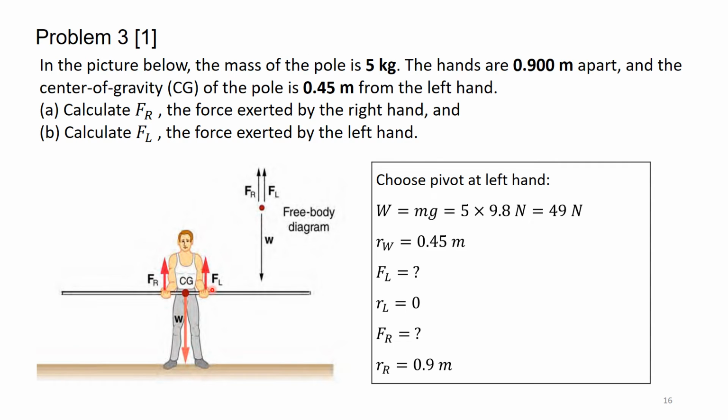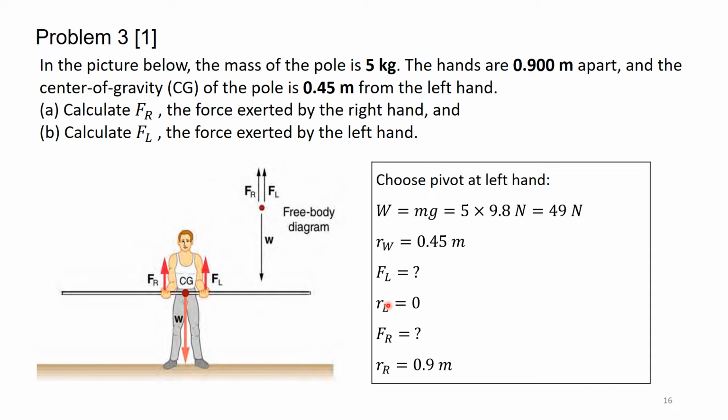Okay, so there are two unknown forces, Fl and Fr, and you're trying to find Fr first. So you want to eliminate the contribution from Fl, and you do that by choosing the pivot at Fl. That's why you choose the pivot at the left hand to find the force Fr. If you choose the pivot at the left hand, then the distance from the center to the pivot is 0.45 meters. It's given in the question.